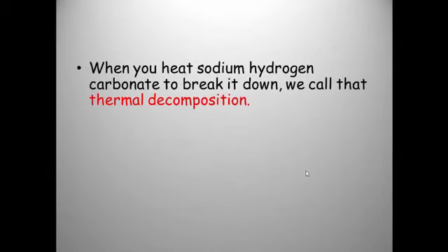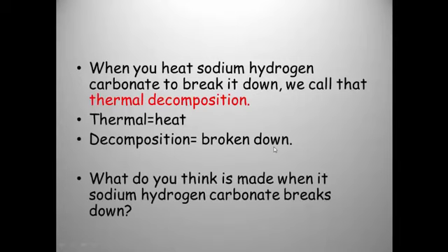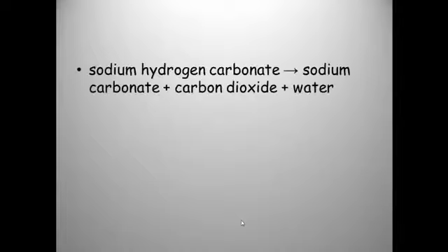So when you heat the baking powder, or sodium hydrogen carbonate, we break it down when we heat it, and that process is called thermal decomposition. As you know, the word thermal means heat, and the word decomposition means breaking down. So what do you think is made when sodium hydrogen carbonate breaks down? Well, we've already covered that because it makes carbon dioxide, which makes the cakes rise. So this is the word equation for this. Sodium hydrogen carbonate, then the arrow, and it makes sodium carbonate, carbon dioxide and water.